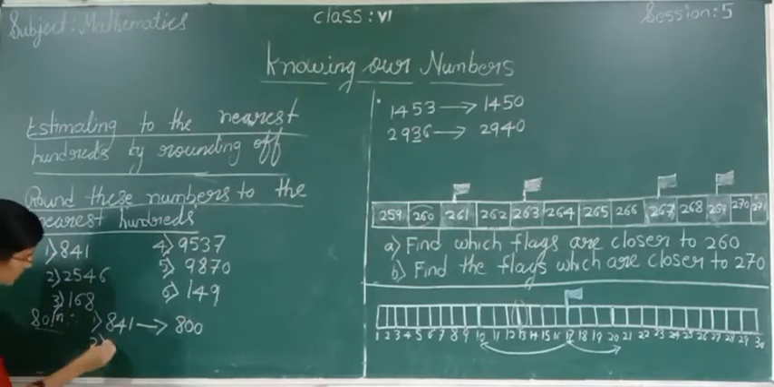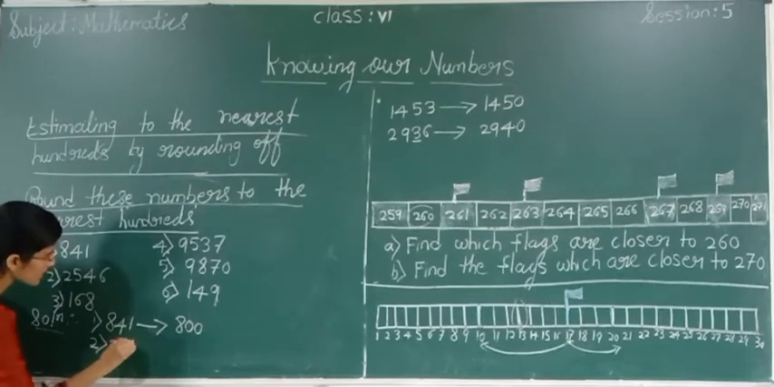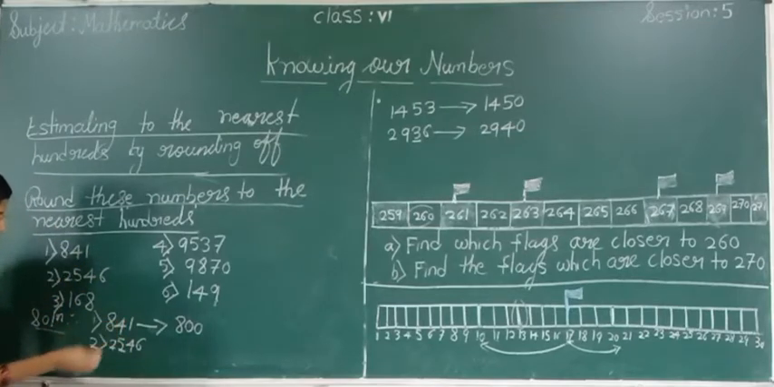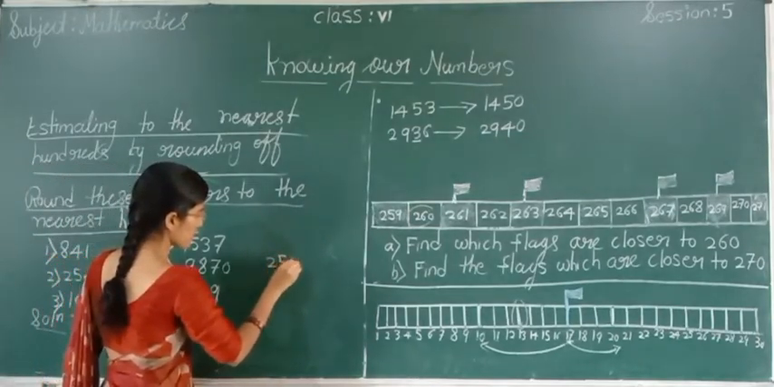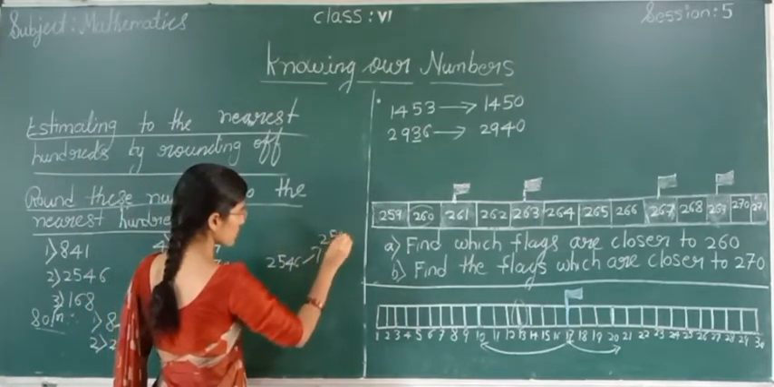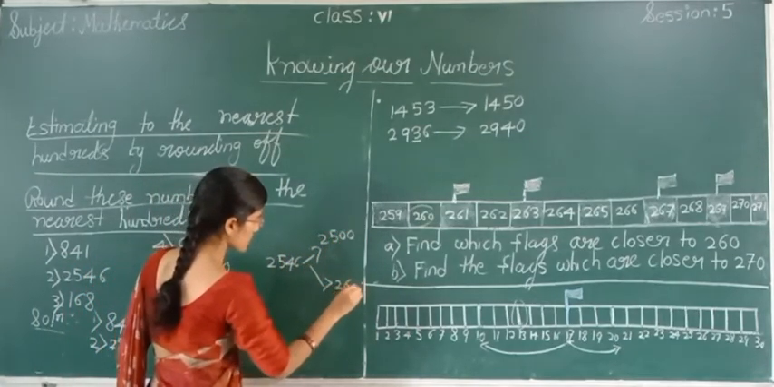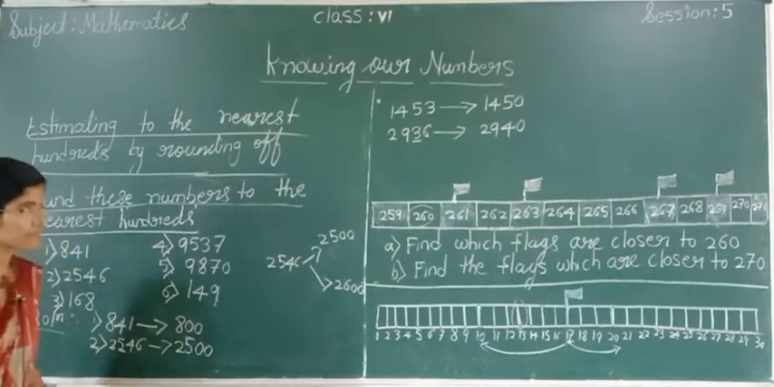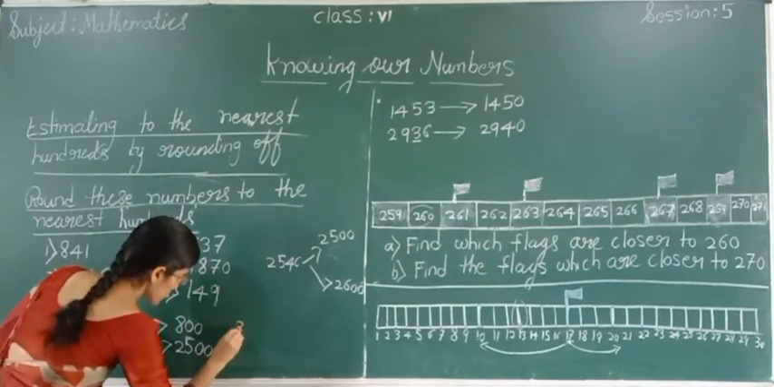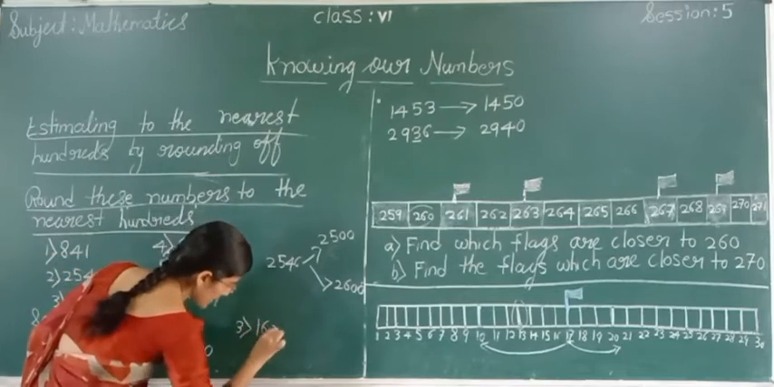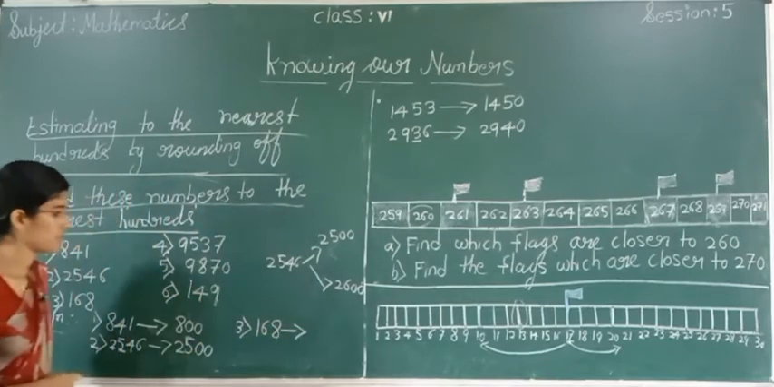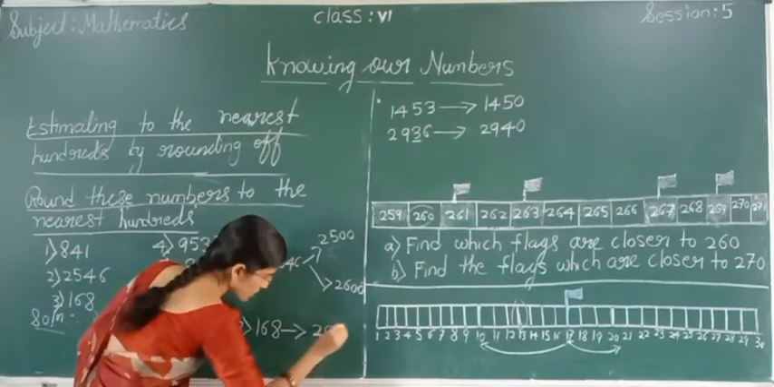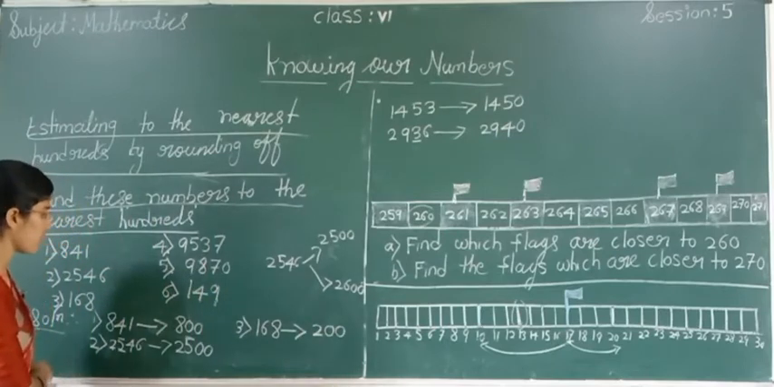Second one, 2546. Now see here, we have to estimate these to hundreds. 2546 is nearer to 2500 or 2600. It is nearer to 2500. We'll see the third one. 168 is nearer to 100 or 200. It is nearer to 200. Therefore, we will round off to 200.